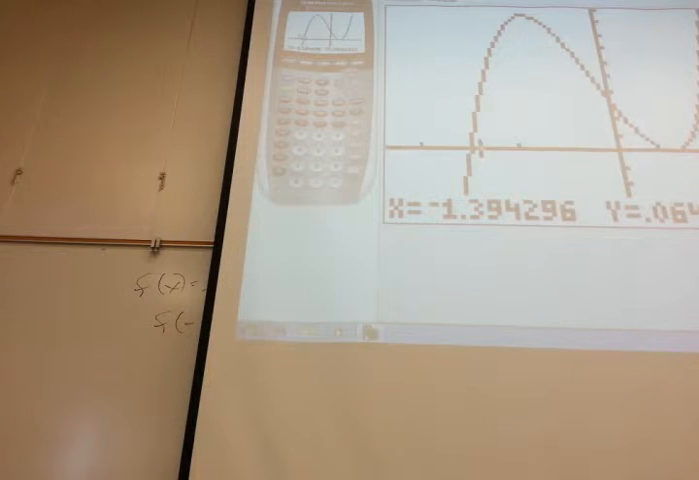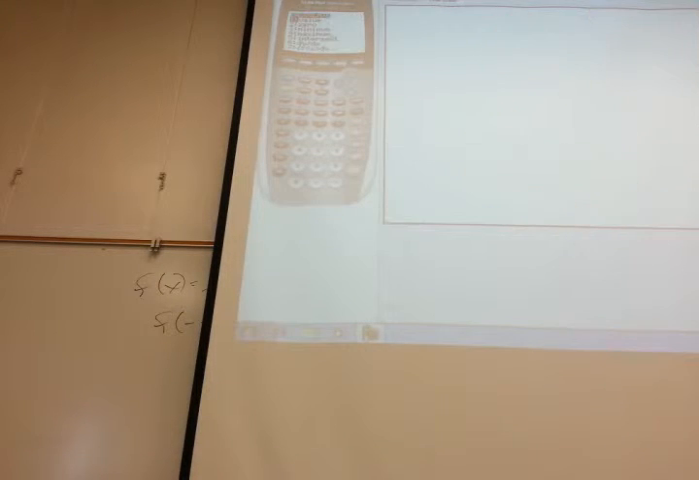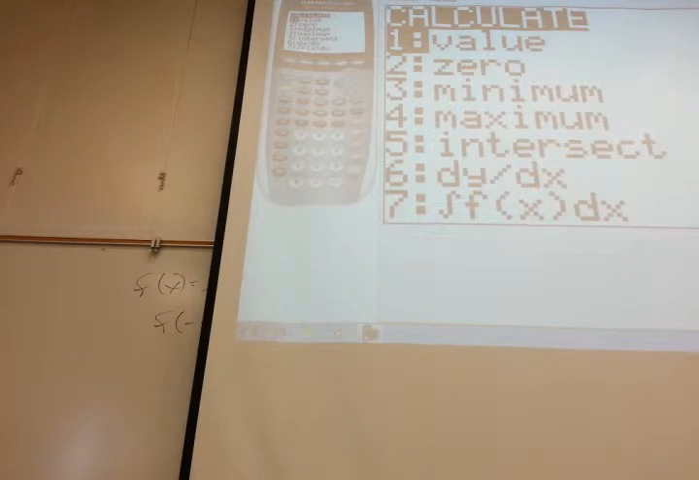I like it, the x-intercept, which is also known as the 0 of the function. Cool, so that tells you when you go to second calc, when you hit number 2, that's how you find your x-intercepts. You use the 0.